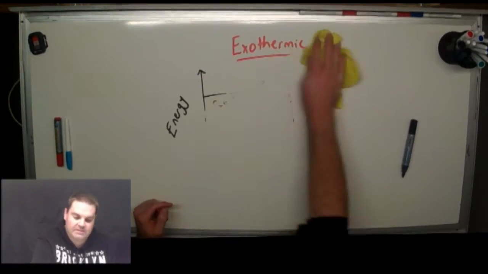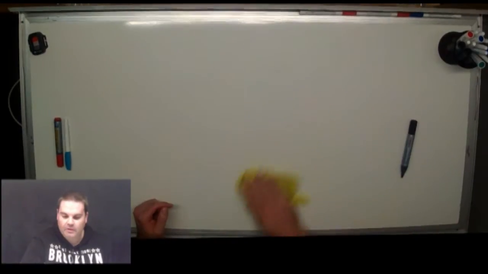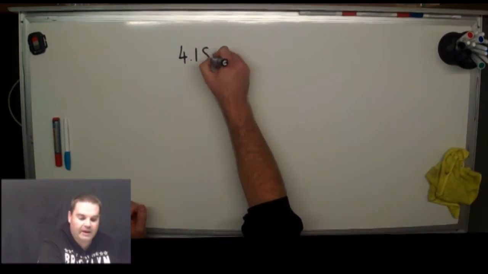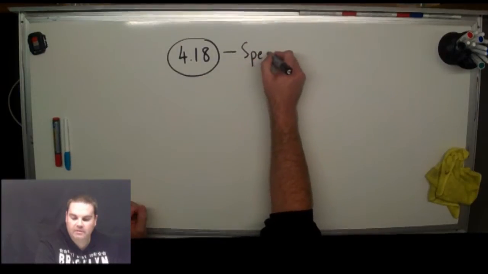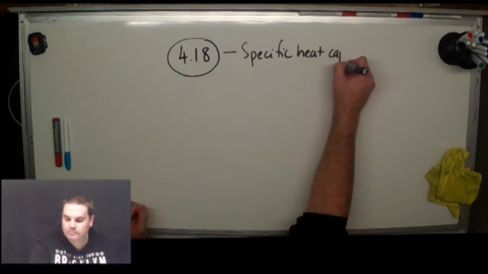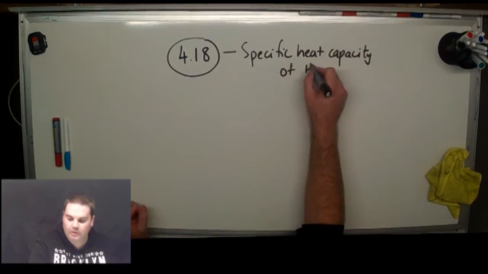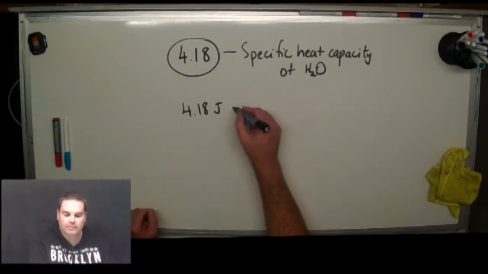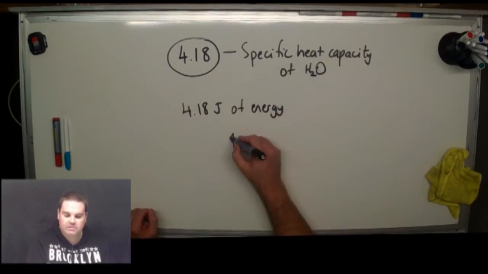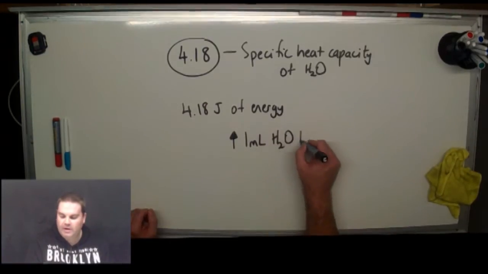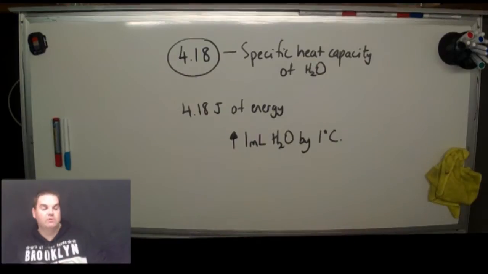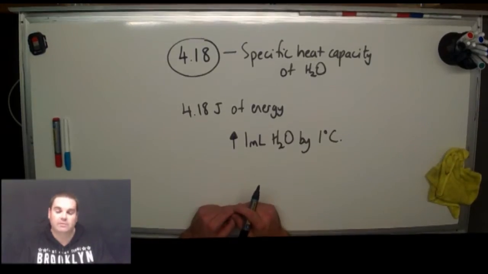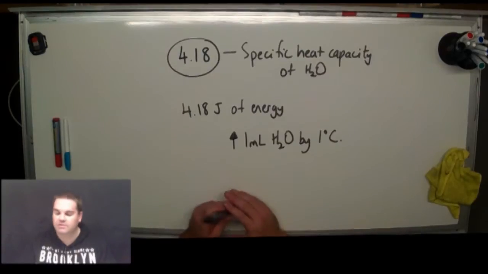By this stage you've probably already had a look at doing some in practicals. What we want to look at is this number up the top here, 4.18. This is what we call the specific heat capacity of water. This value tells us that it takes 4.18 joules of energy to increase 1 mL of water by 1 degree Celsius. When we're doing these calculations we run some assumptions. We assume that the solutions we're using have the same density as water, and we also assume they have the same specific heat capacity as water.